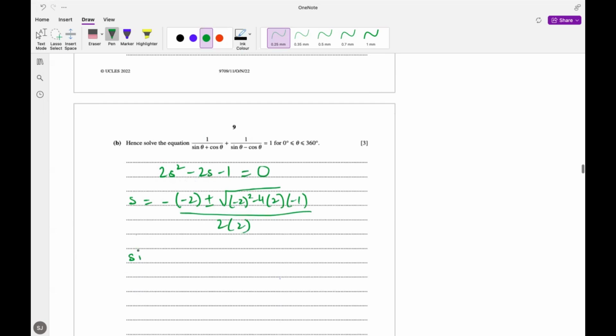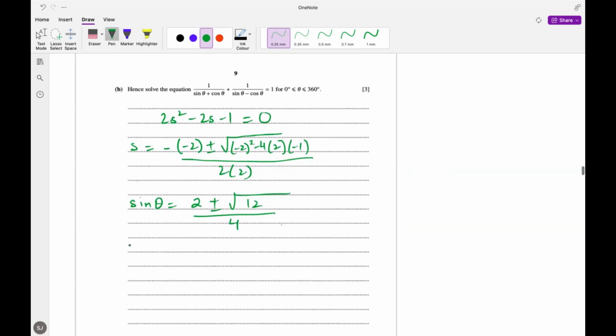So sine theta will be equal to 2 plus minus square root of, this will become 4 plus 8, which is 12, upon 4. Now we can write sine theta as 2 plus square root of 12 upon 4, and sine theta as 2 minus square root of 12 upon 4. Now, as this answer will be greater than 1, we will reject it. And now taking sine inverse of 2 minus square root of 12 divided by 4.